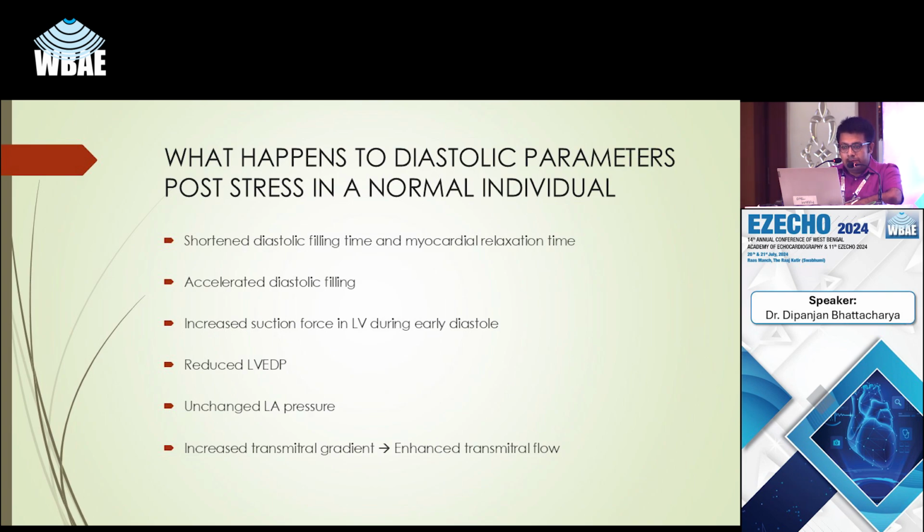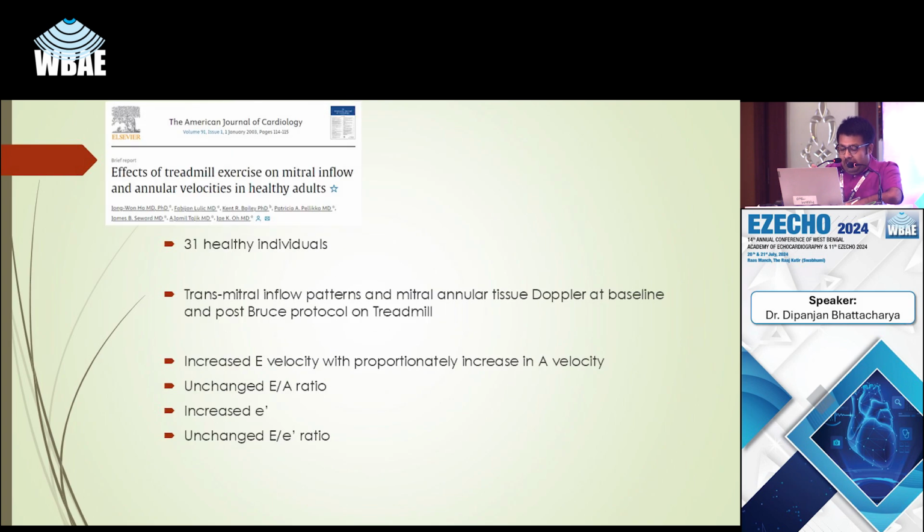Same thing with the E prime velocity on tissue Doppler. If the E prime is more than 10, it is normal. If E prime is less than 10, we have to check for E by E prime. So E by E prime 9 to 12 is grade 2, E by E prime more than 13 is grade 3, and E by E prime less than 8 is grade 1.